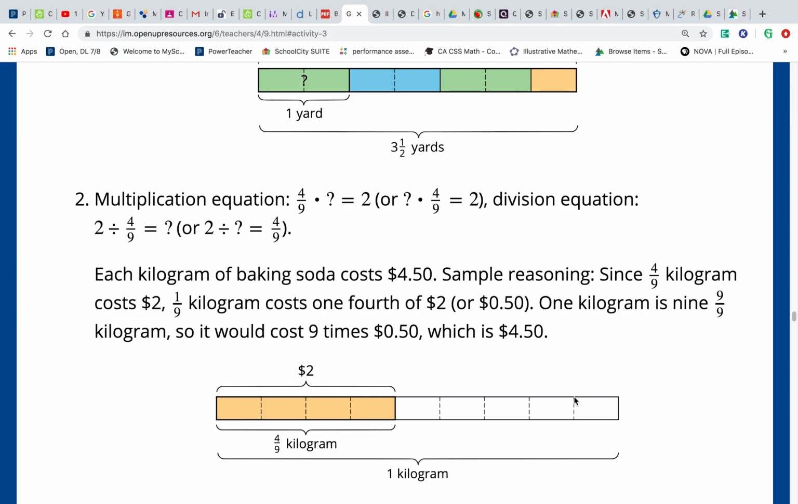So we would draw a line here, okay? And that would be another $2. So this part would be $2, and this is going to be 1 out of 4. So 1/4 of $2 is 50 cents. So that's where the 50 cents comes in if you were using a diagram.